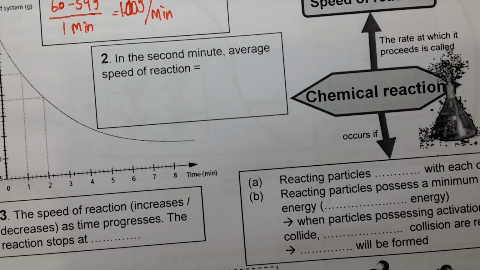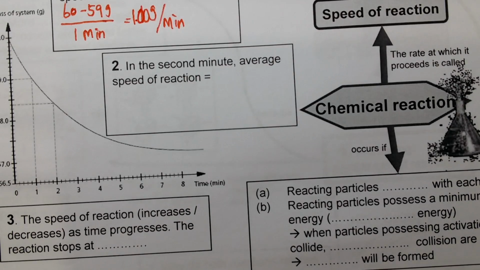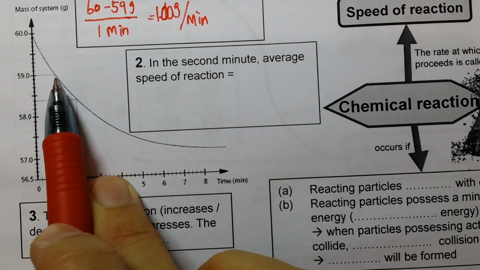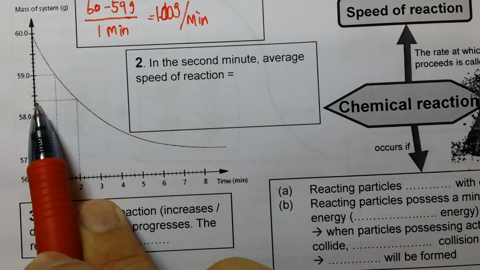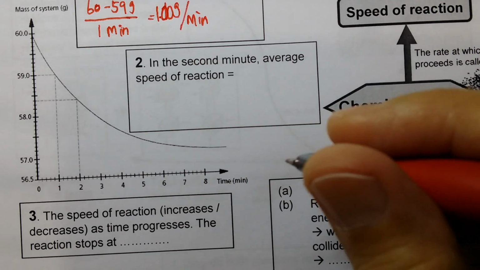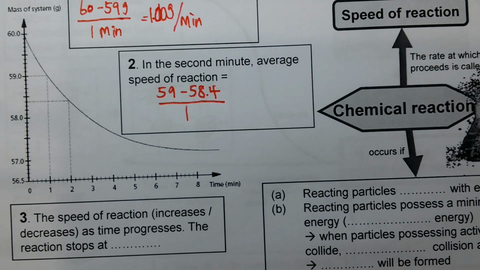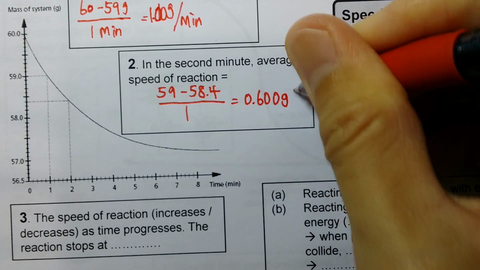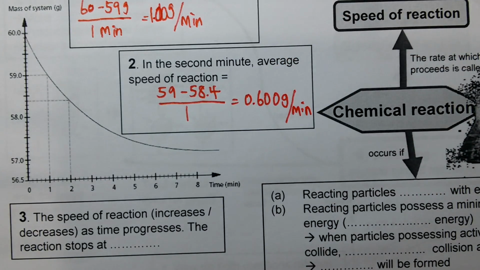Now in the second minute, what would be the average speed of the reaction? The second minute would be from time equals 1 to time equals 2. At time equals 1, the mass of the system is 59. At time equals 2, the mass of the system would be around 58.4. So that will be 59 minus 58.4 divided by 1, and that would give you 0.600 gram per minute. That is in the second minute.